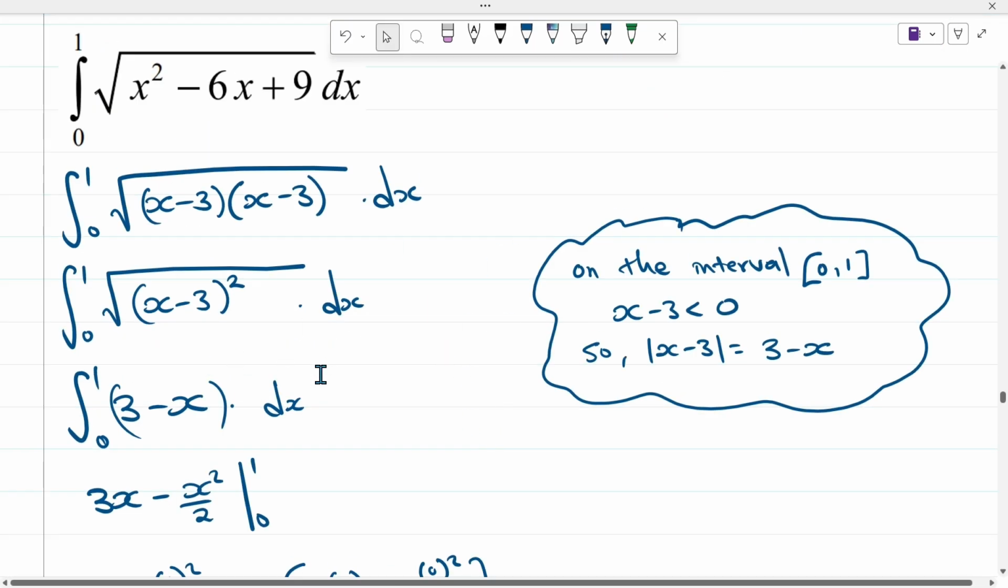The only tricky thing was that you had to take the absolute value for this one instead of taking it as x minus 3.